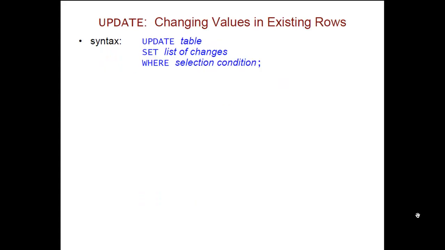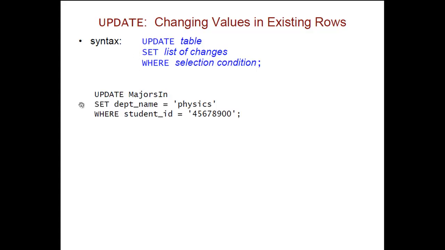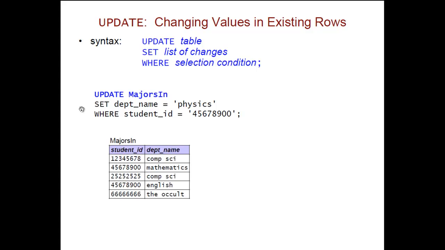Our next command is the update command, and this is used to change values in existing rows. The general syntax has 3 clauses. The update clause specifies which table we want to update. The where clause tells me which rows from that table should be updated, and the set clause is where I actually specify the changes that I want to make. For example, let's trace through this command. The update clause tells me to start with the majors in table. The where clause tells me to focus on rows in which the student ID value is a particular ID. There are 2 rows that match that condition, and in both of them I'm going to make the change specified by the set clause.